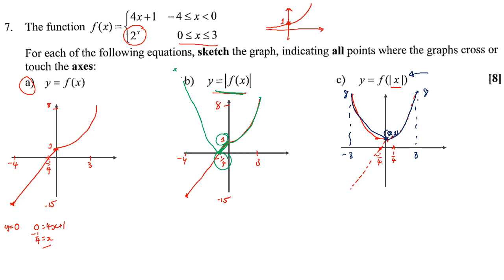So summary, mod x in here basically means we're only taking the positive x values. It's a reflection in the y-axis. And this one, where the modulus is outside, it is a reflection of any negative part into the x-axis.